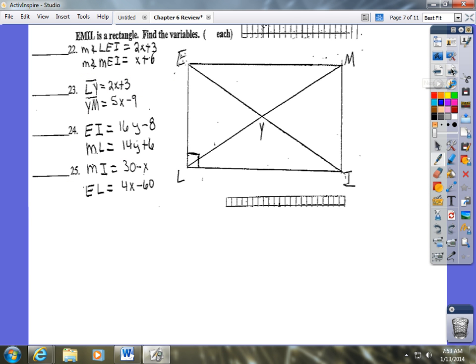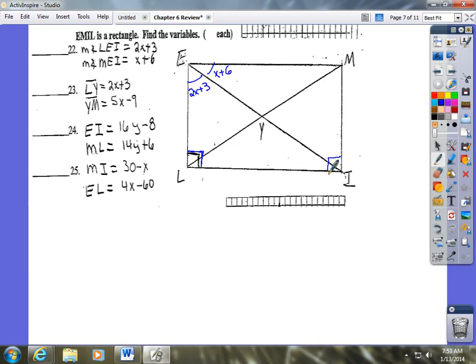EMIL is a rectangle. Find the variables. Okay, it says that measure of angle LEI, this one right here, equals 2x plus 3. And that MEI, this one right here, equals x plus 6. Alright, well, that's good. This also helps us out a lot. We have one 90-degree angle, which means we have 4 90-degree angles. All of these angles here are 90 degrees.